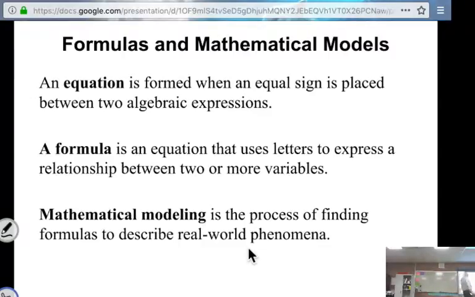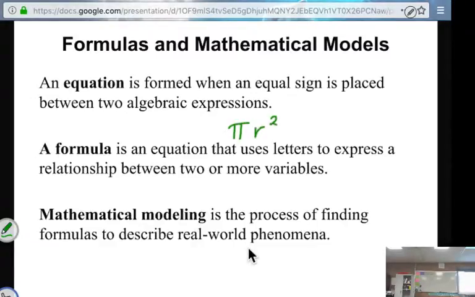A formula is an equation that uses letters to express a relationship between two or more variables. And this is where people start to get a little frustrated with me. They're like, Matt, why? Why? But a formula is just a nice little thing that helps keep the world organized. Like I might say, pi r squared h is equal to the volume of a cylinder.